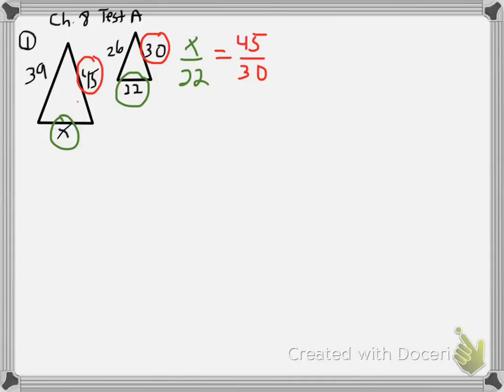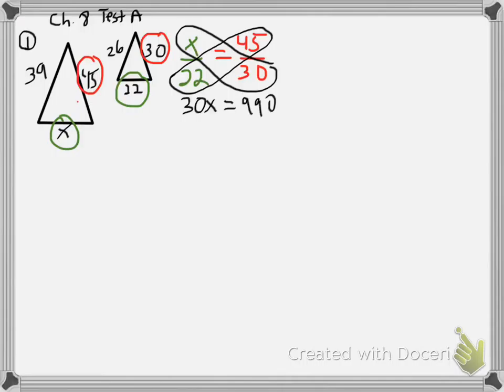And now I just have to cross multiply. This times this is something, and then 30 times x is 30x. Okay, I'm going to divide by 30. That's going to give me x equals 33, which is choice D.